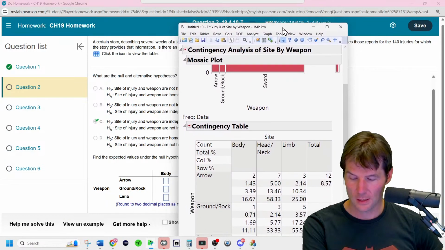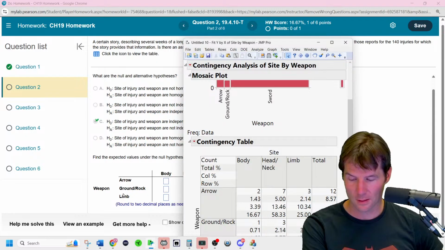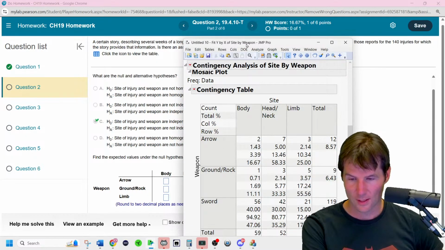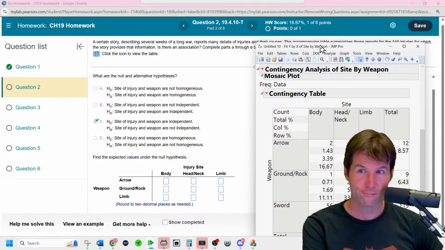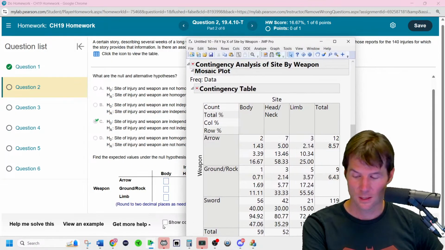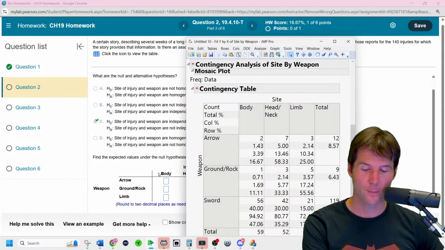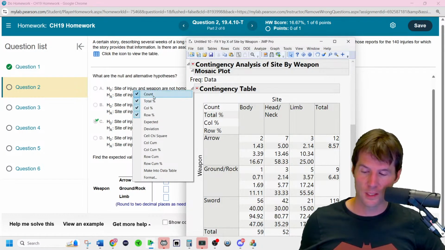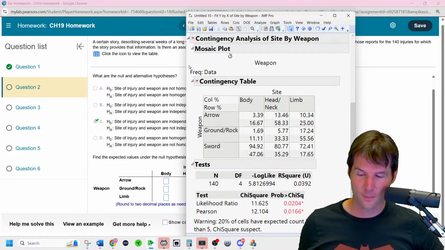Ooh, we did it. It does say limb down there. That's an error. That should say sword. That's an error they've had for a while. Pearson, what are you doing? That is an error. It's been there a while in this question. We're going to delete down all of these and get the expecteds.